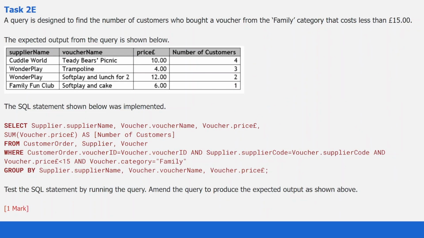Moving now on to task 2E. A query is designed to find the number of customers who brought a voucher from the family category that cost less than £15. We're expecting 4 records to be shown. As you can see, we have been provided with the SQL that was implemented for this query. We are now asked to test the SQL statement by running the query and amending the query to make sure it produces expected output as shown above. Let's head over to REPL and have a go at fixing this query.